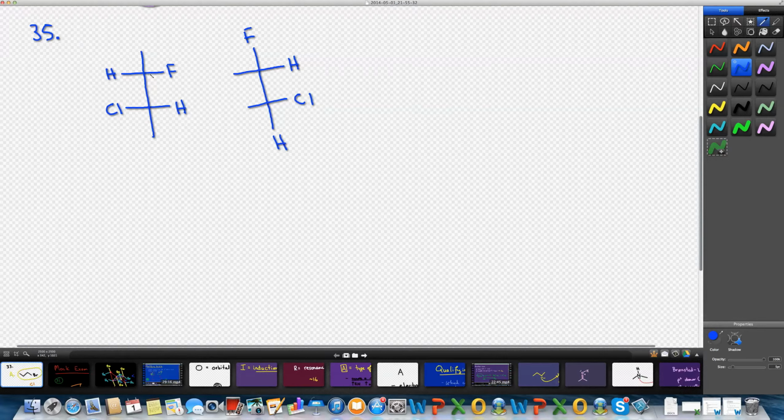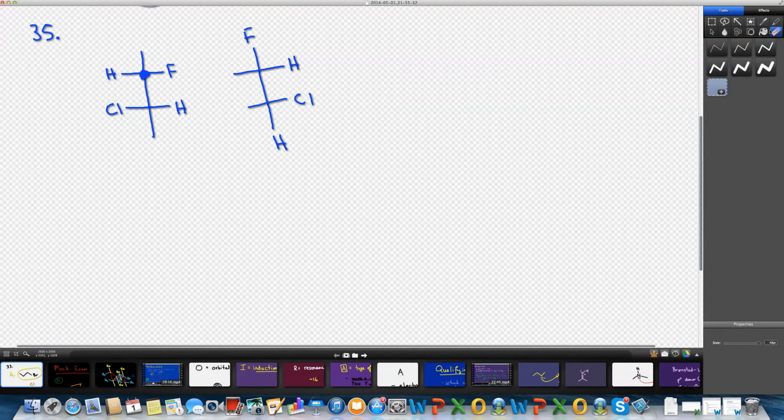What I want to do is flip 2 labels twice. If I flip 2 labels twice and I end up with this structure, then they're the same. So if one is S, the other is S. If I only have to flip labels once to get this, then they are enantiomers with respect to this carbon.